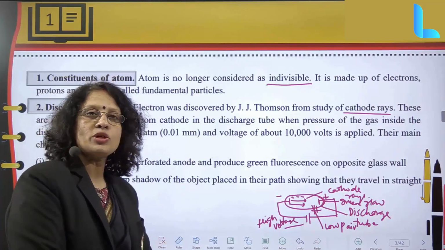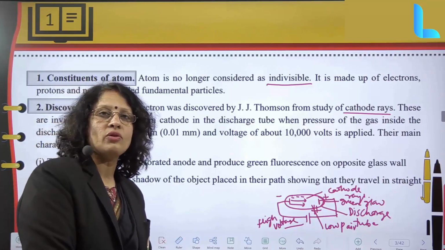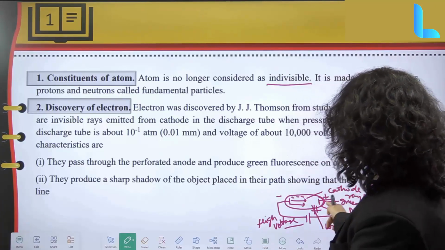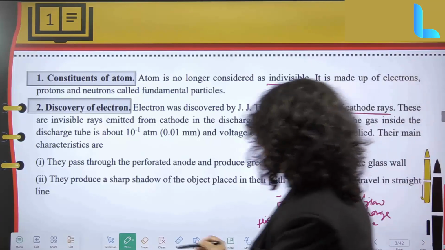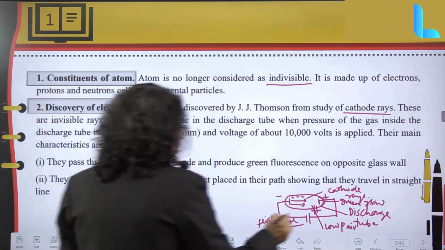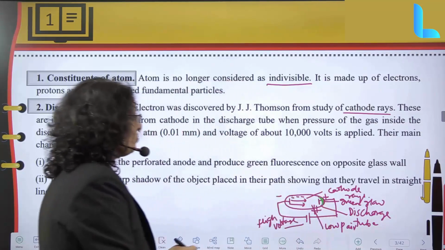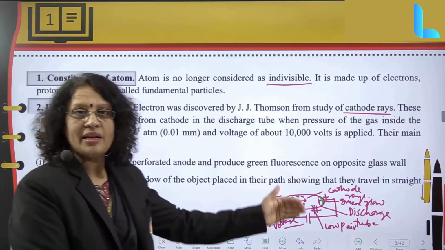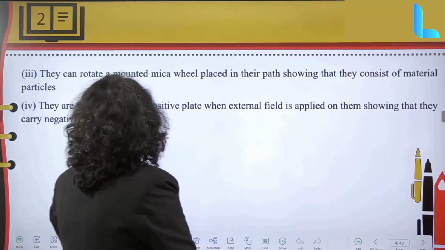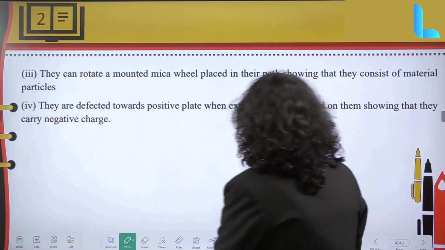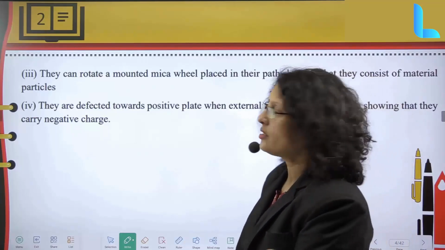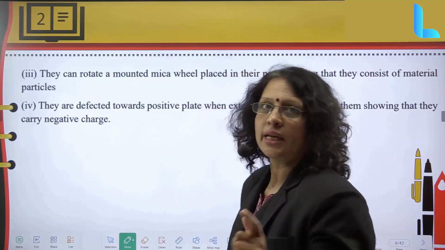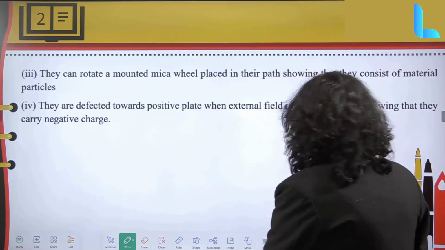The particles were going towards the positive plate, which indicates the particles are negatively charged. What are the characteristics? They pass through the perforated anode and produce green fluorescence on the opposite glass wall. Here the green fluorescence will be there. They produce a sharp shadow of an object placed in the path, showing that they travel in a straight line. They can rotate a mounted mica wheel placed in their path, showing that they consist of material particles. They are deflected towards the positive plate when an external field is applied, showing that they carry negative charge. We have just discussed this by seeing the picture.